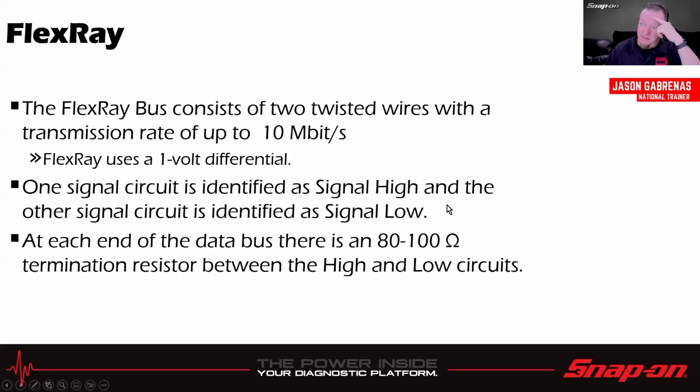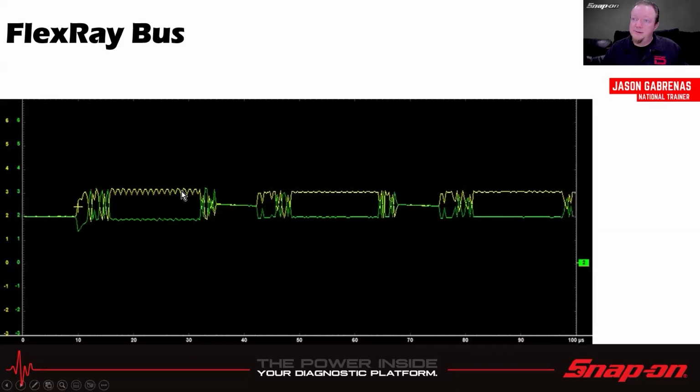One signal circuit is identified as signal high, and the other one is signal low. At each of the end of the data bus, there's an 80 to 100 ohm termination resistor between the high and low circuits. That can vary. There's a range allowed in the spec. And then there's kind of what it would look like. So we see lots of ons and offs and ones and zeros, but you see it's very, very small, very small.